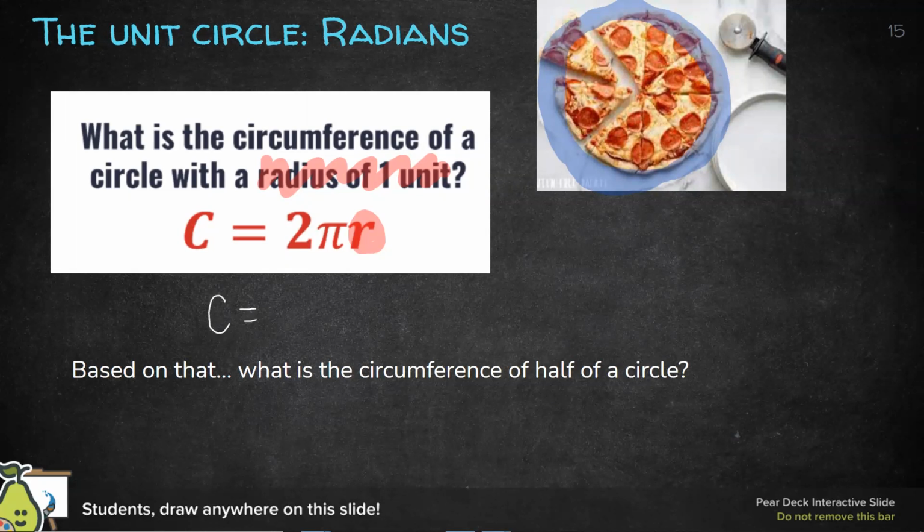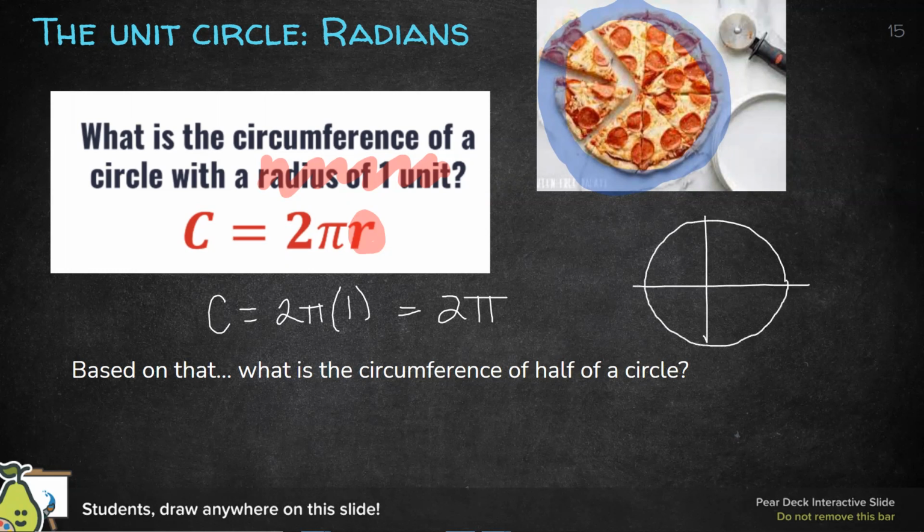Exactly. Circumference is 2 pi times 1. So the circumference of a whole circle is 2 pi, working through our unit circle. The entire circumference is 2 pi radians then. My unit circle pizza has 2 pi radians from start to finish.